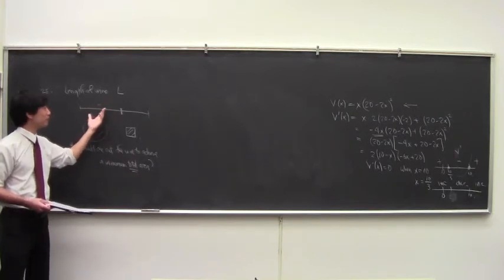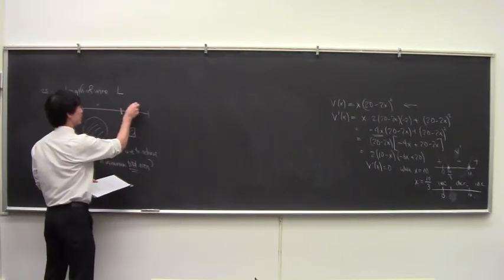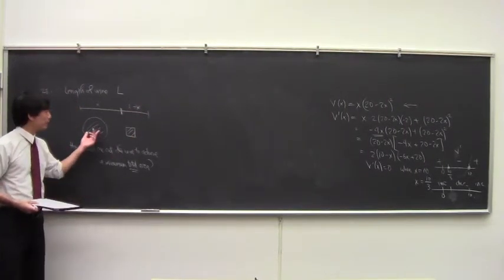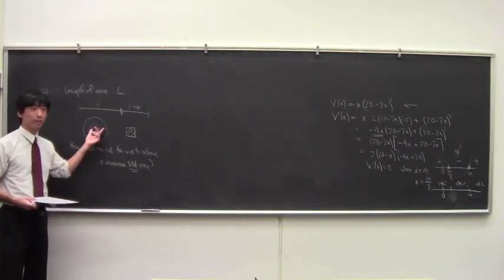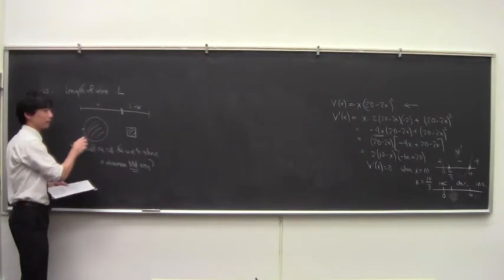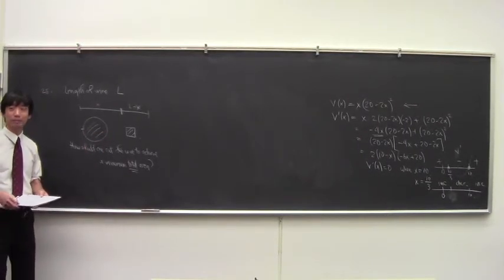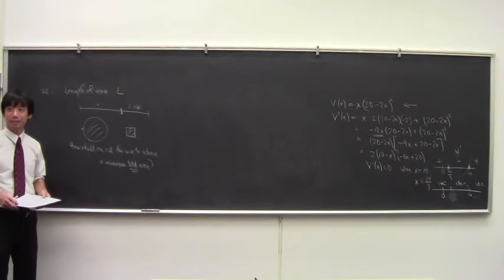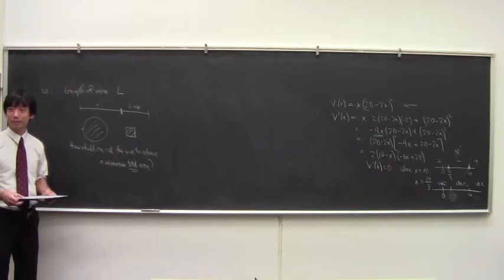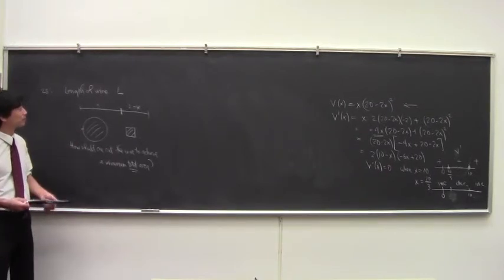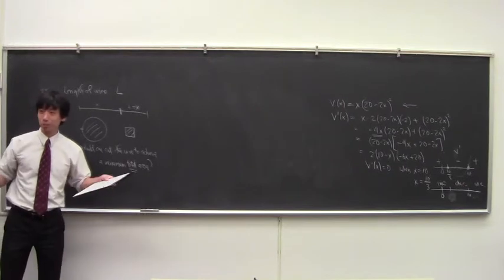So let's call this x, and then in that case, this is going to be L minus x. Right? In that case, what's the area? But you only have two variables, L and x. L is a constant. The wire is not changing.